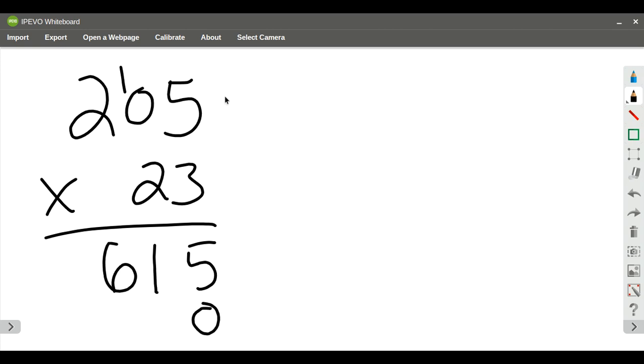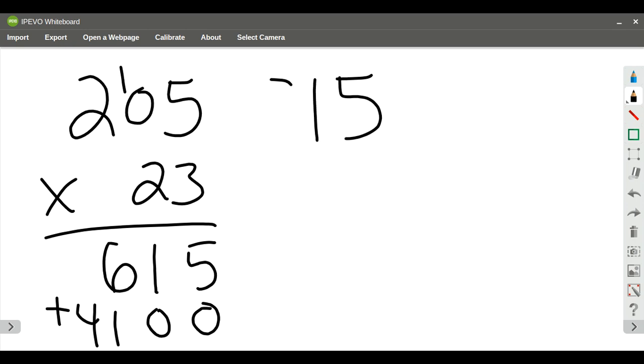2 times 5 is going to be 10. So I'm going to put down my 0, regroup the 1. It lucked out that I didn't cross that off. I can use it. 2 times 0 is 0, plus 1 is going to be 1. And then 2 times 2 is going to be 4. Add those together. I get 5 and 0 is 5. 1 and 0 is 1. 6 and 1 is 7. And then 4. So I have 4,715.